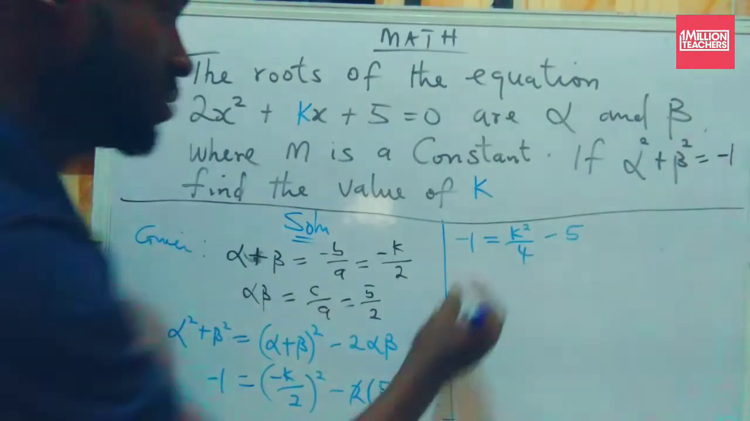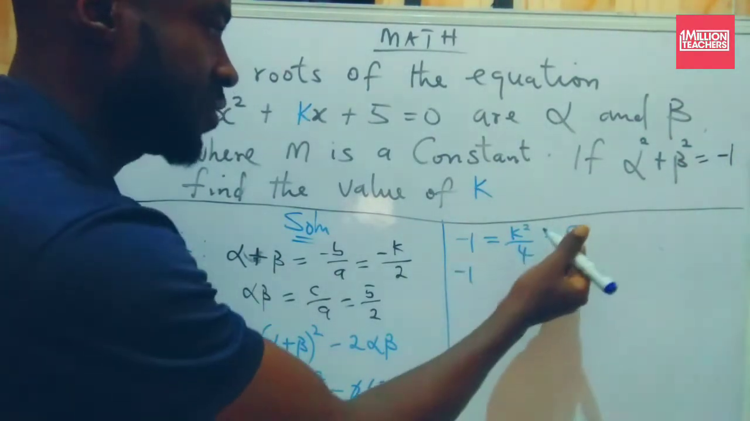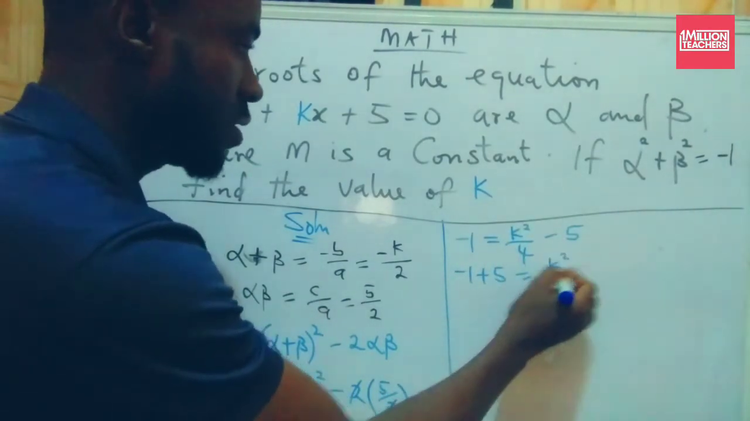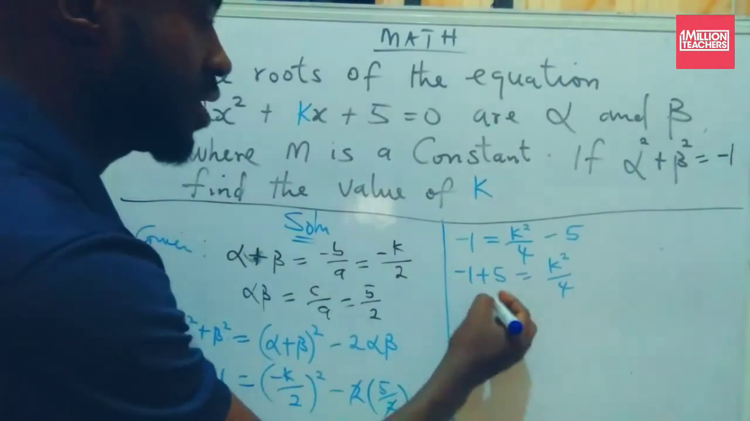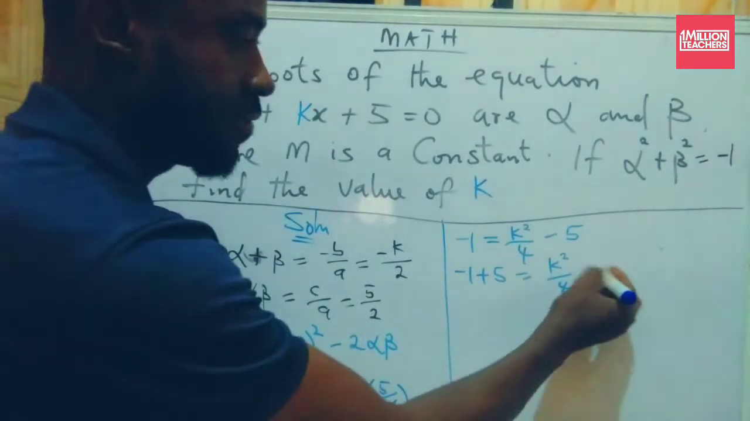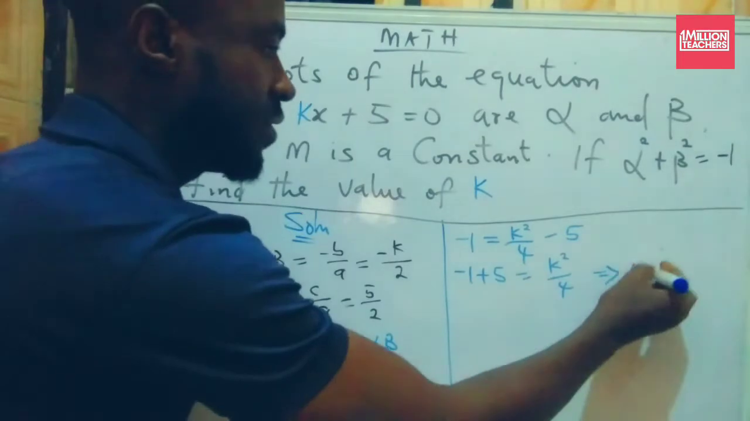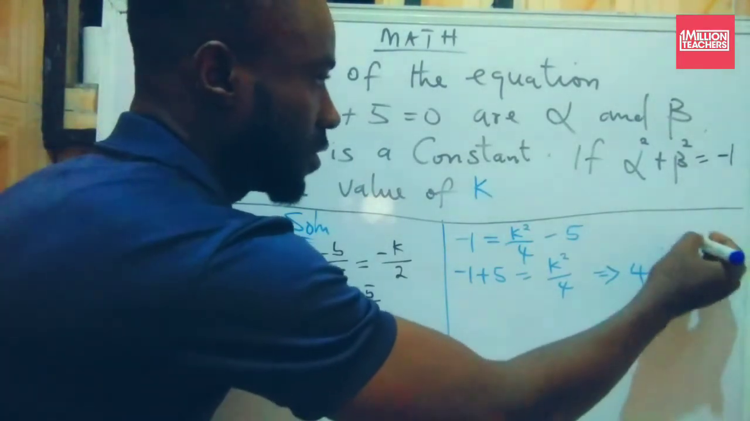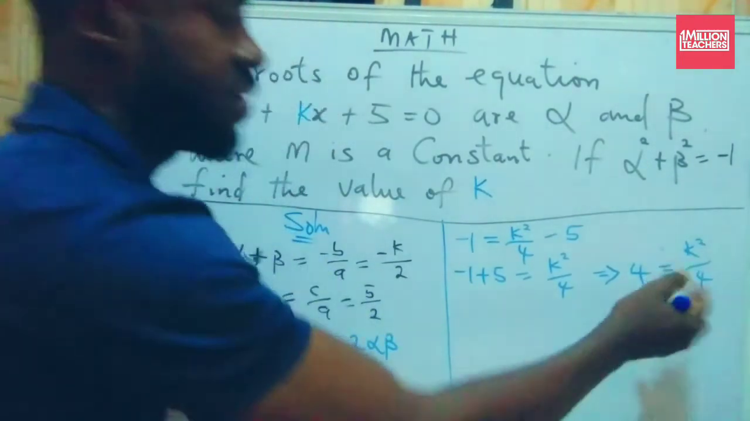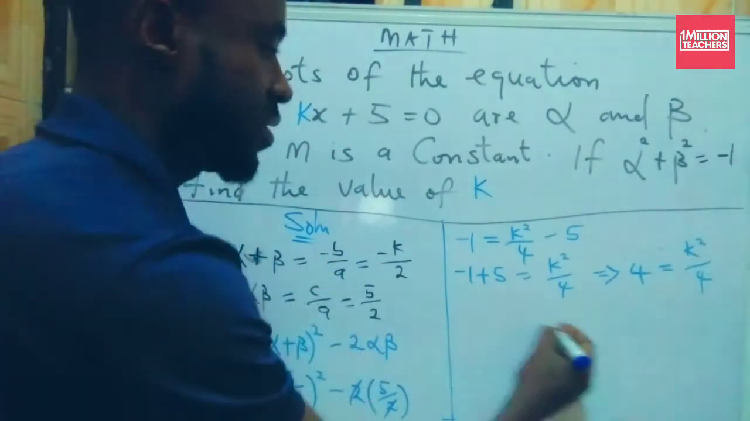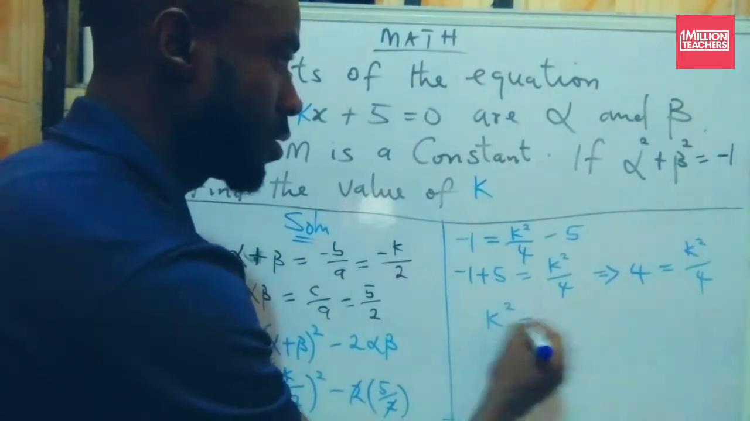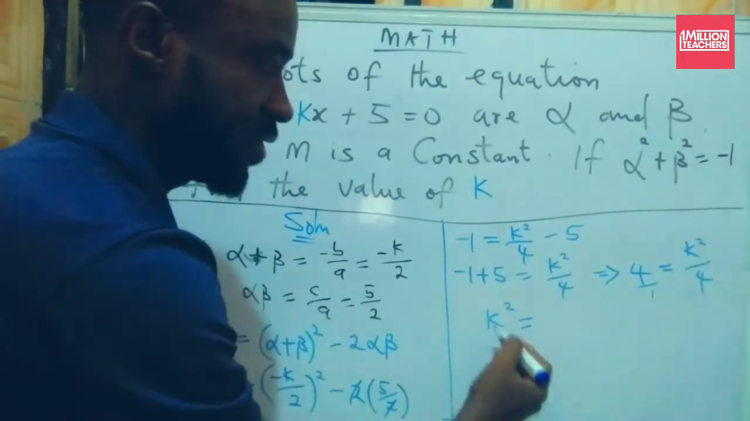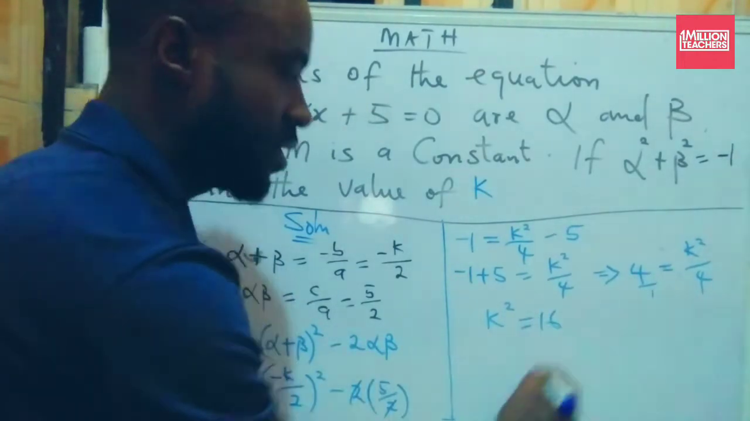So if I collect like terms, I'll have minus 1, and this minus 5 crosses over and becomes plus 5, equals k squared over 4. From here, minus 1 plus 5 is 4. So we have 4 equals k squared over 4. If I put this 4 over 1 and cross multiply, I'm having k squared equals 4 times 4, which is 16.